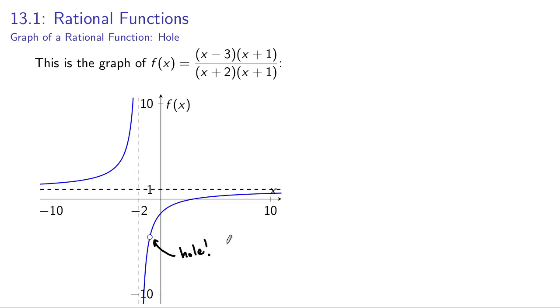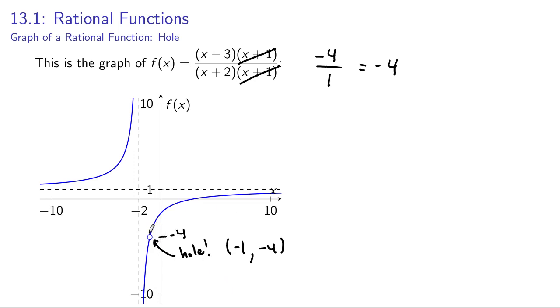Okay, and the x value is negative 1. The y value, if we plug in negative 1 after canceling the common factors, we'd have negative 1 minus 3, which is negative 4, over negative 1 plus 2, which is 1, so negative 4. So the y value would be negative 4. And if you look at the graph, that makes sense. It's right around negative 4 where we have this hole appearing in the graph.